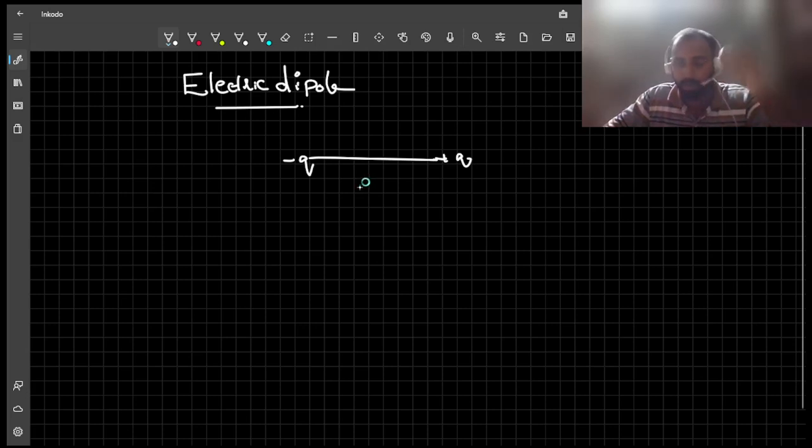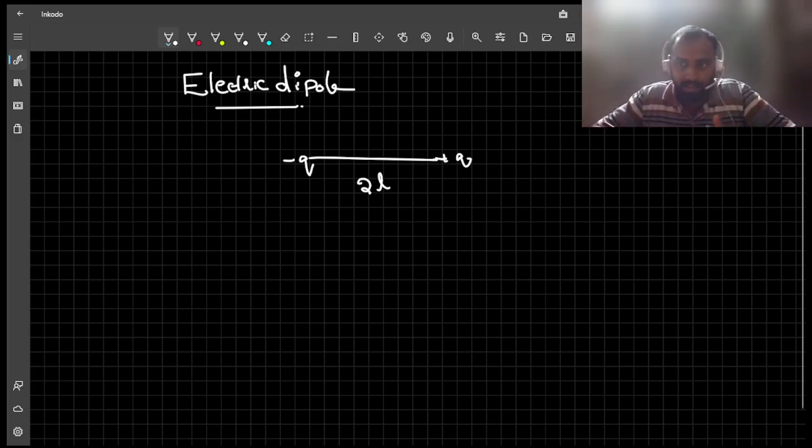Actually, the distance between them is very small. If you see real life examples, it will be of the order of micrometer or nanometer range. So it is a very small distance. I am representing it as 2L. At that time, students can ask, "Sir, why did you take this as 2L? Why can't you take L?"